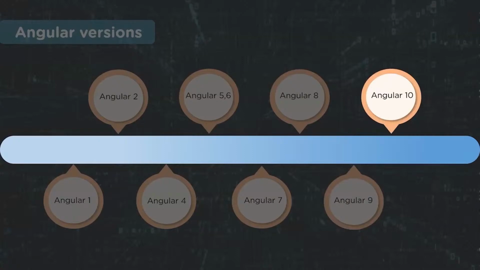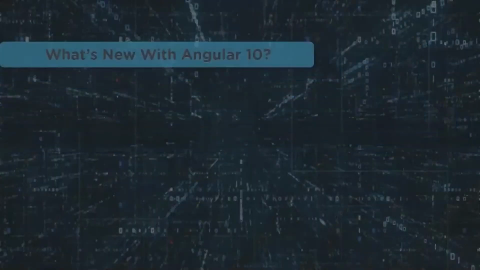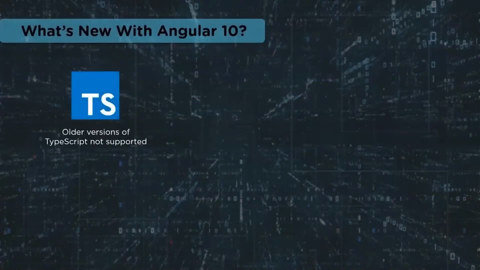So now let's look at the new features of Angular 10 a little deeply. So what's new with Angular 10? First up, older versions of TypeScript are not supported. The previous versions of Angular supported TypeScript 3.6, 3.7 and 3.8. But with Angular 10, TypeScript was bumped to version 3.9, TSLib has been updated to version 2.0, and TSLint has been updated to version 6.